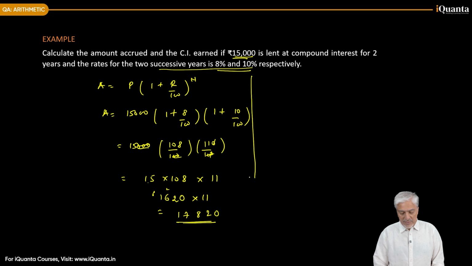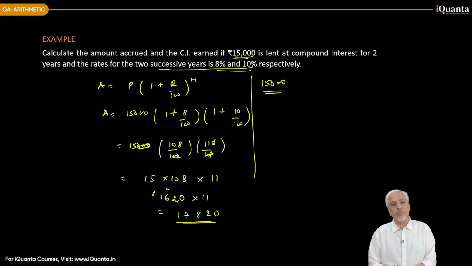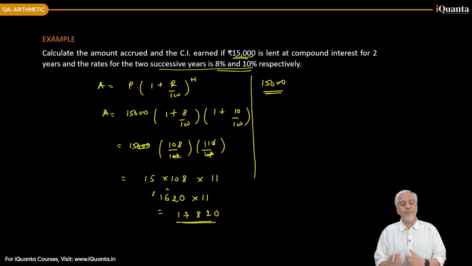The other approach, as we said, is always the table method. We had 15,000. What is 8% of 15,000? Let's try and do this calculation orally. What is 8% of 15,000 going to be? So what is 1% of 15,000? It's 150. So 2% is 300. So 4% is 600 and 8% becomes 1,200.